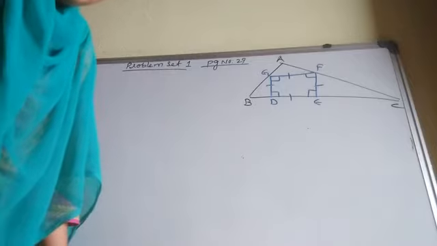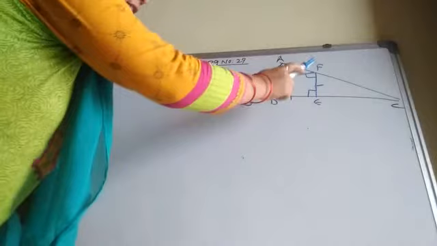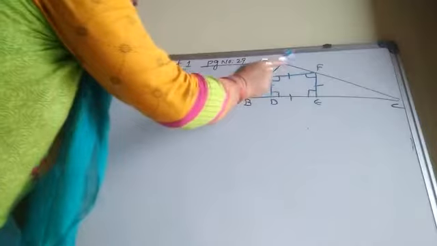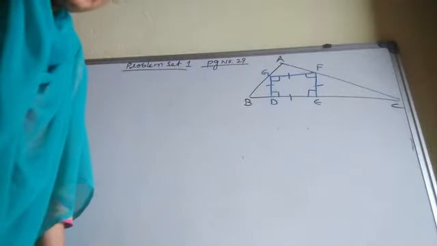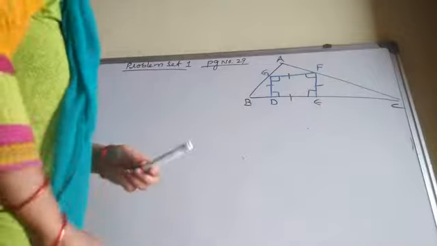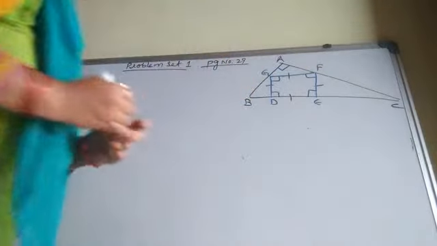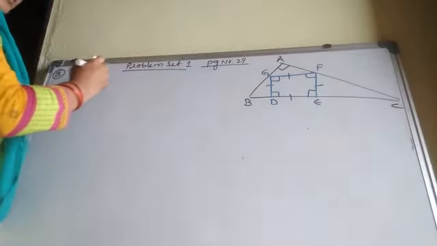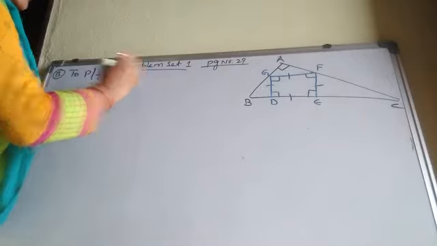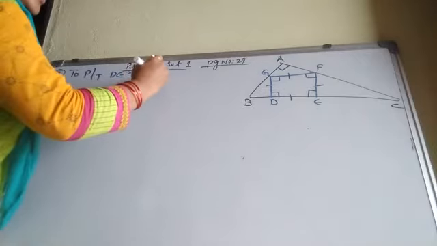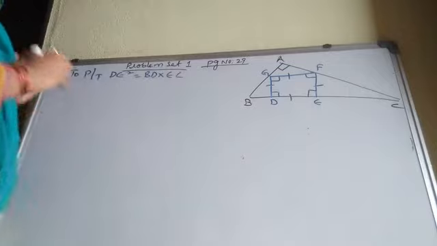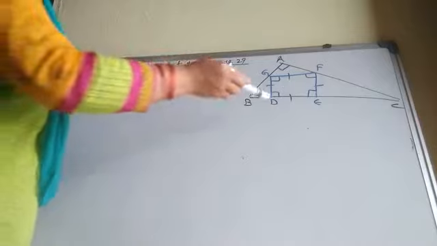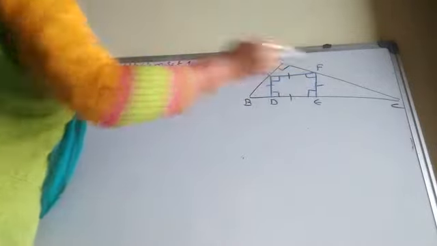Now coming to the question: the vertices of the square DEFG are on the sides of the triangle, BC, CA and AB. Okay? And angle A is what? 90 degrees. Angle A is 90 degrees. To prove that DE square equals BD into EC.